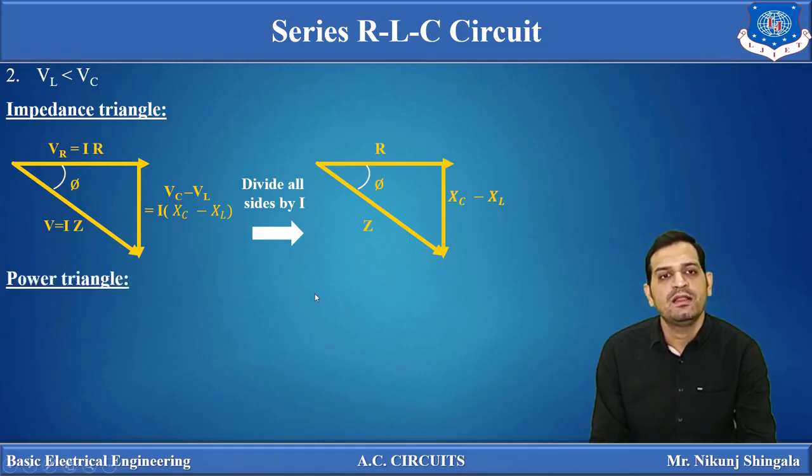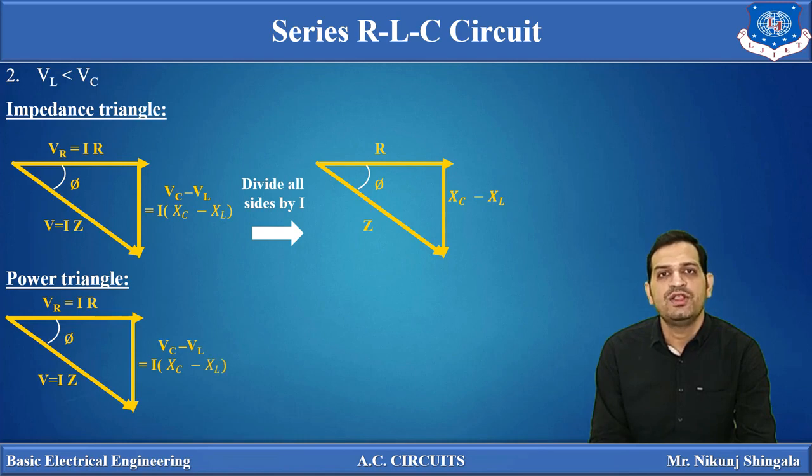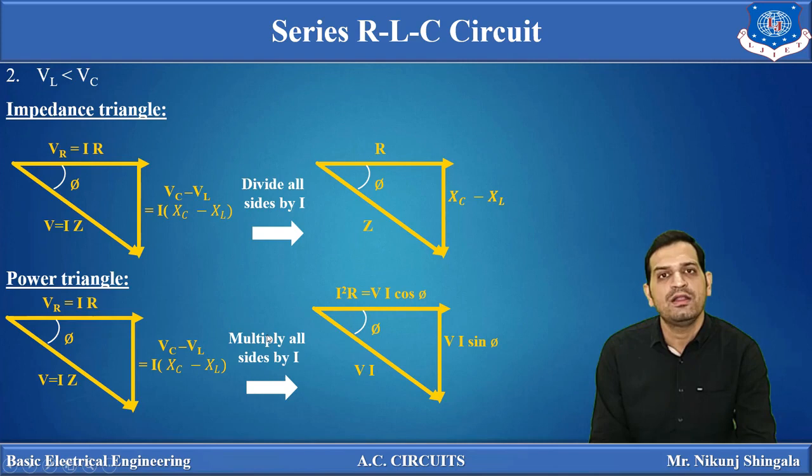Next one is the power triangle. To draw the power triangle, we should have the voltage triangle. Now again drawing the voltage triangle, all the sides consist of voltage, and we know that if voltage is multiplied by current, we get power. So if we multiply all the sides by current, we get the power. Now VR is equal to V cos phi. This is the active component of the resultant voltage, and here VC minus VL is equal to V sin phi. So if we multiply this side by I, we get I square R is equal to VI cos phi.